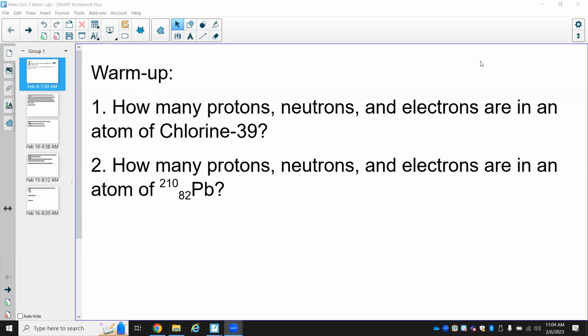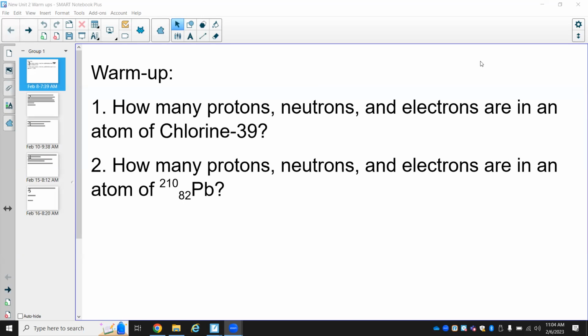All right, guys, so let's do a real quick recap from yesterday. Yesterday we started looking at the different parts of an atom and isotopes. And one of the big things that you need to be able to do is to determine how many protons, neutrons, and electrons are in an atom of a certain isotope. So looking at number one, we want to know how many protons, neutrons, and electrons are in an atom of chlorine-39.